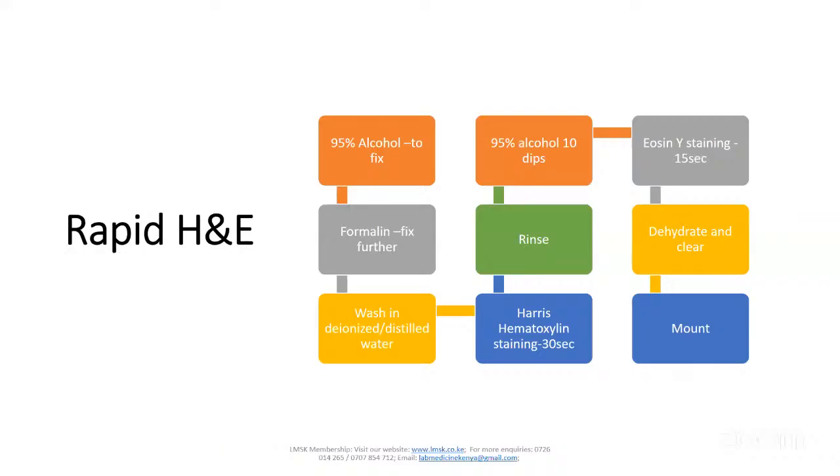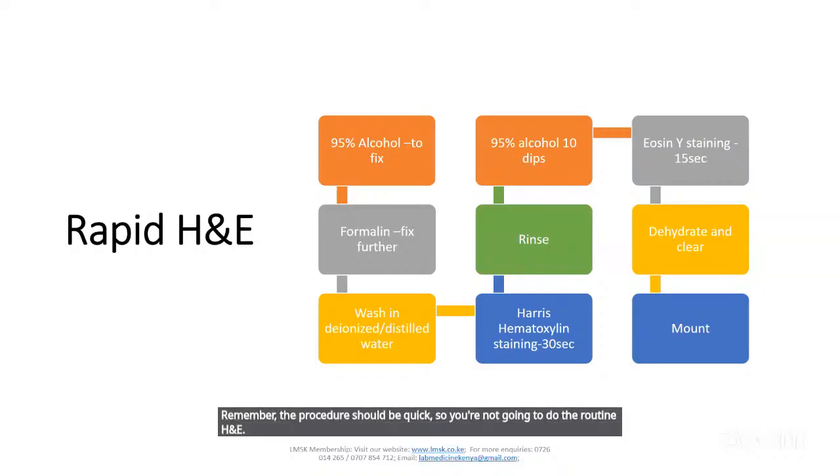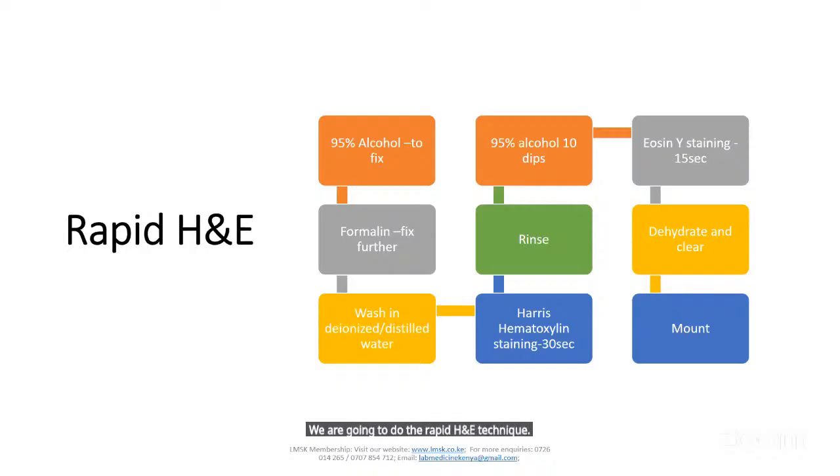So just the staining technique that is used to stain frozen section. Remember, the procedure should be quick. So you're not going to do the routine H&E. You're going to do the rapid H&E technique. Once the sections are on the slide, they're fixed in 95% alcohol, just 10 dips. Then from there, you further fix in formalin, like 10 dips.